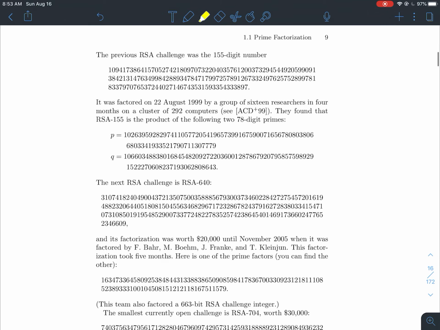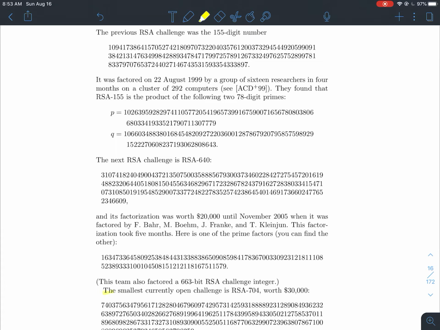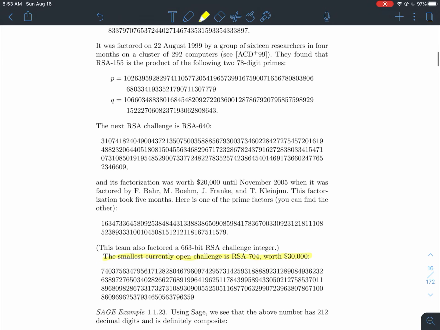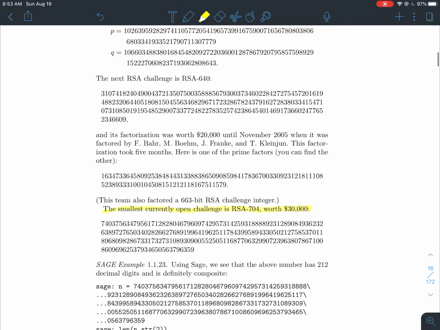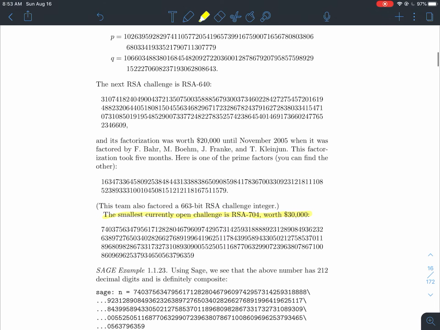Just to say a little bit more, the smallest currently open challenge, as of 2017, is this RSA number, RSA 704. It's worth $30,000. So yeah, there's that one.